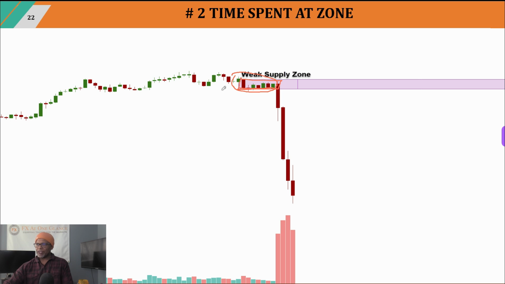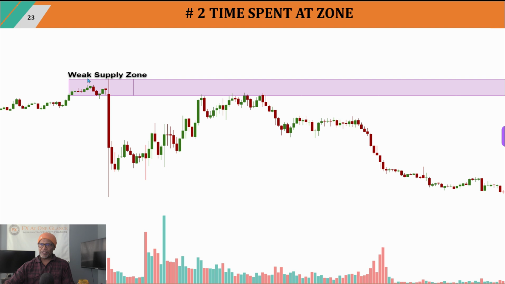Now, just because it's a weak zone based off of what we're talking about doesn't mean it's going to be weak overall when price returns to that level. These are just some of the signs and things that you need to be aware of that can help increase your probability of a good trade when trading with supply and demand. So this was a weak zone here. And even though it was seen as a weak supply zone, look how well it worked out.